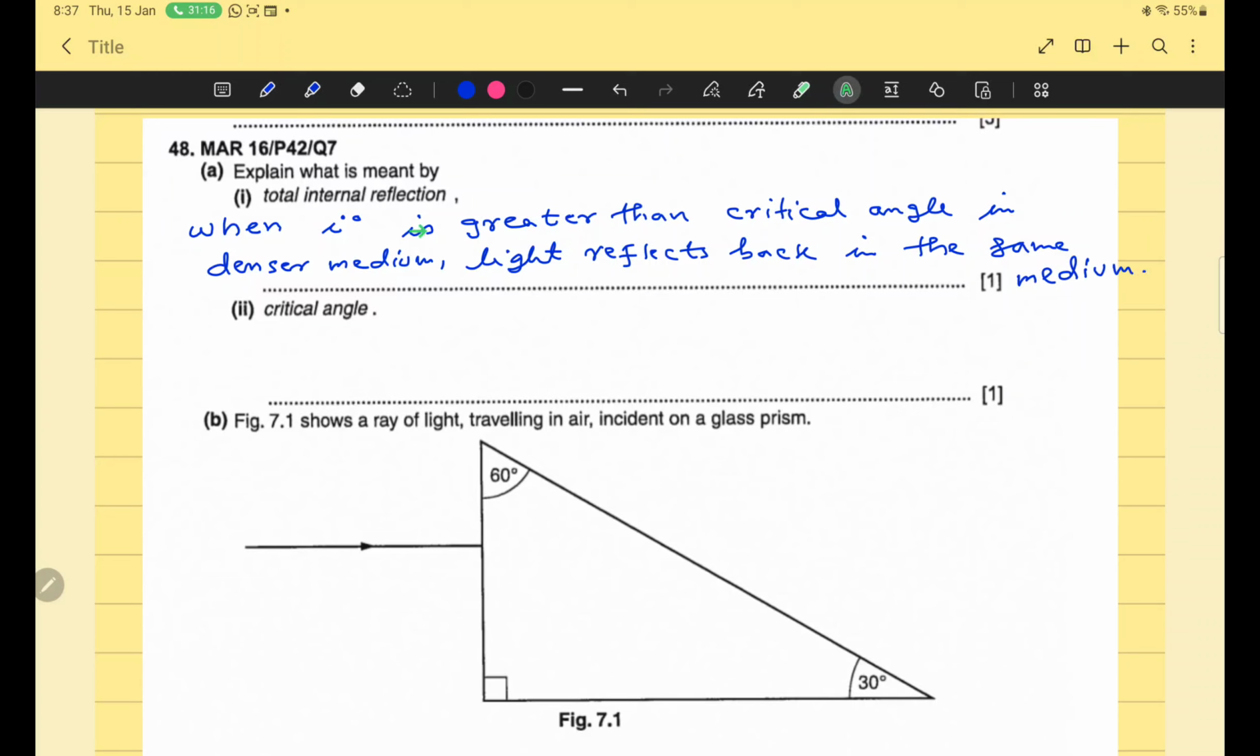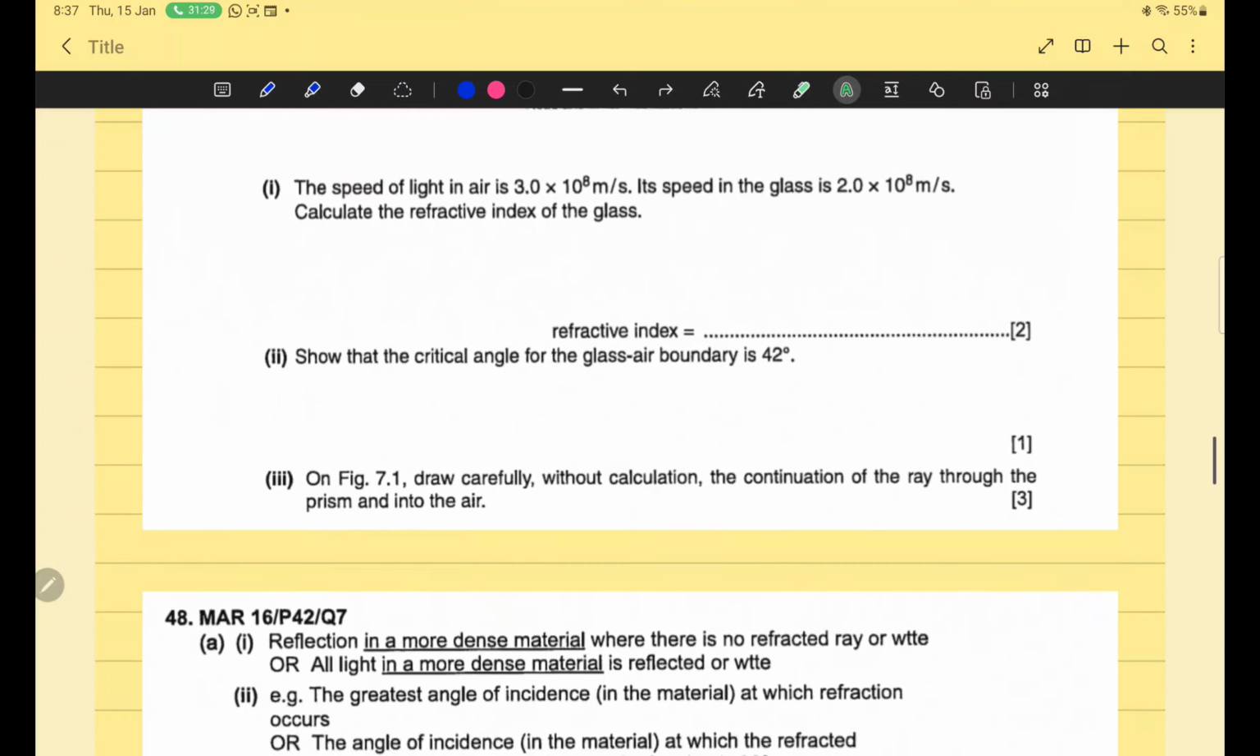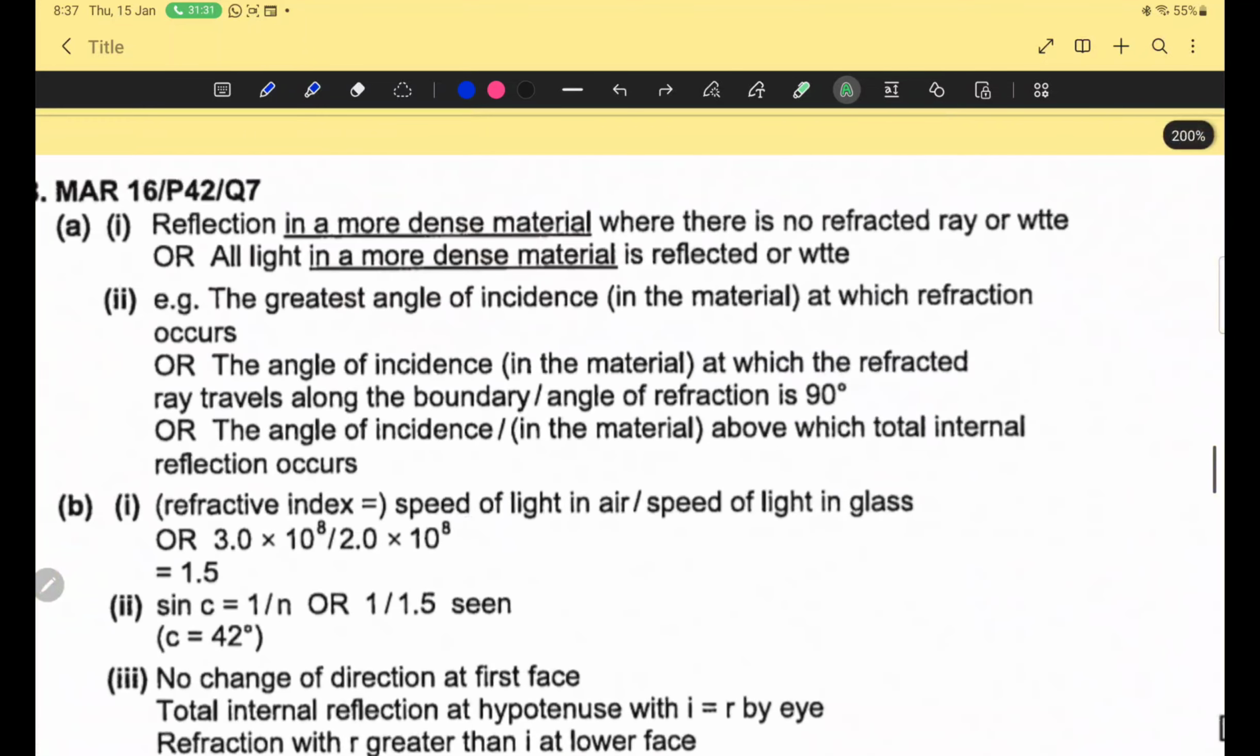When angle I is greater than the critical angle, the light will exhibit total internal reflection and the light reflects back in the same medium. Yes, this is the answer key. The answer key in the marking scheme says: reflection in a denser medium when there is no refraction. All the light in a denser medium is reflected.